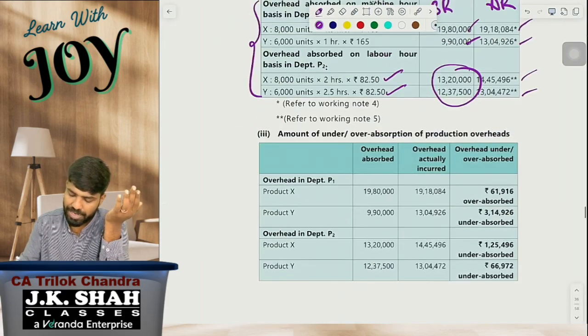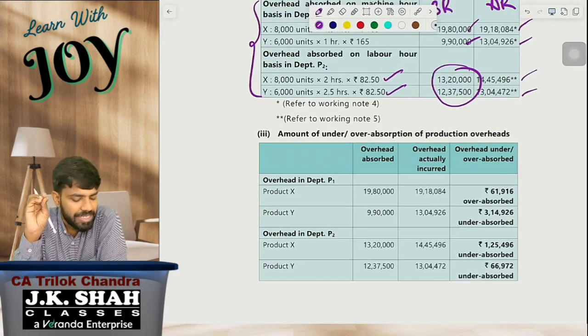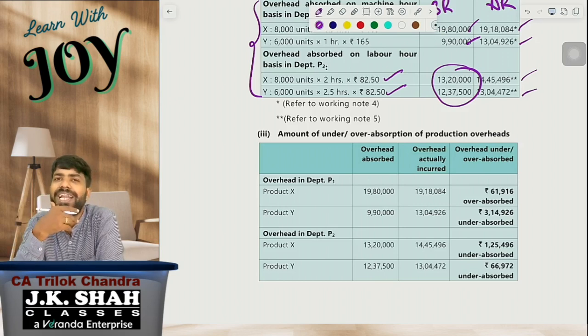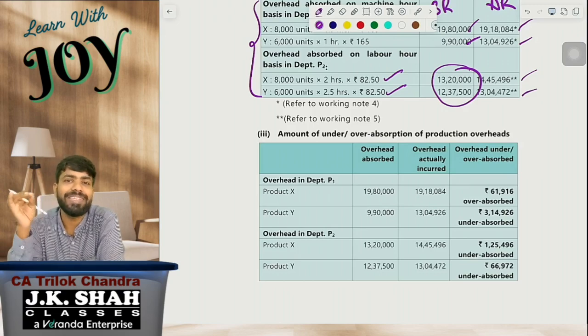Okay, so that is about overheads. So this is about cost comparison between product X and product Y. Clear? Now, calculate the amount of under or over absorption of production overheads. How to calculate under or over absorption? Absorbed overheads minus actual overheads.